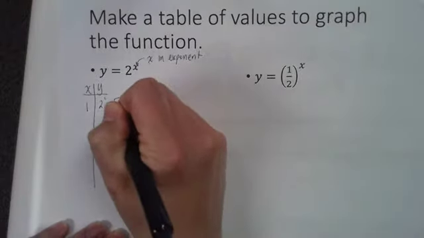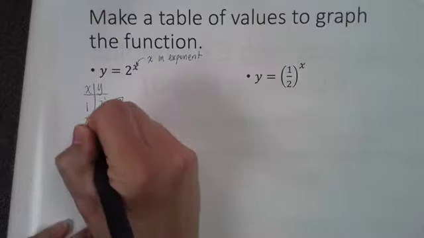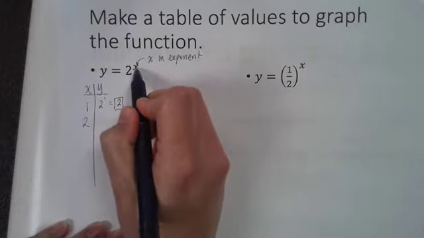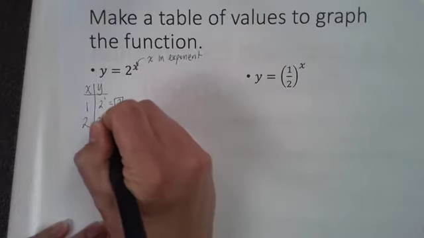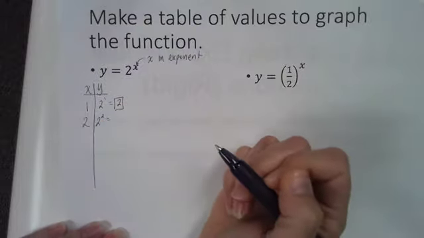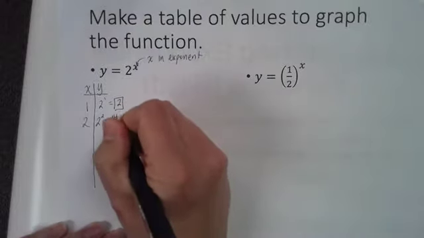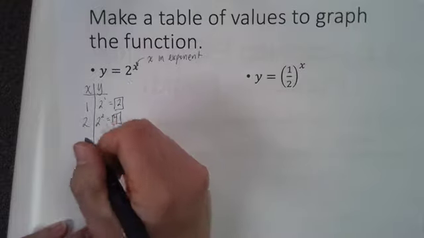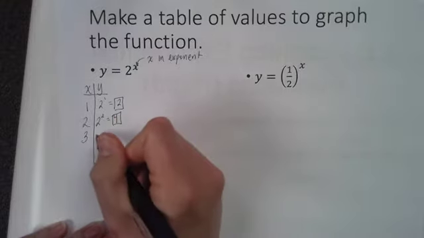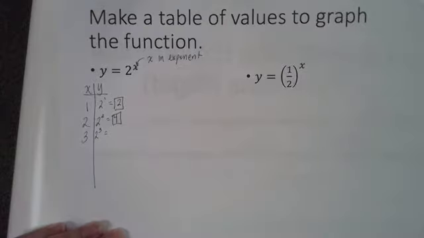2. Great. And if you plug in a 2, then we're plugging in a 2 for the x. That's going to be 2 to the second power. What is 2 to the second? 4. Good. Great. And let's plug in a 3. And so we would have 2 to the third power. What's 2 times 2 times 2?